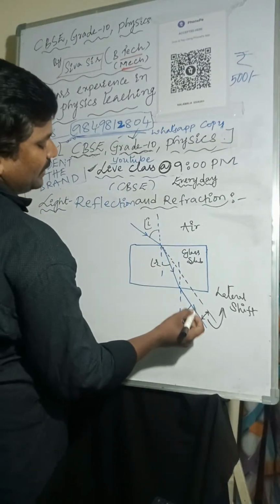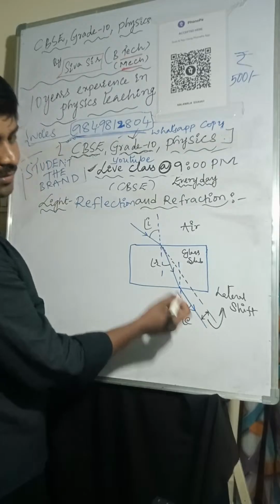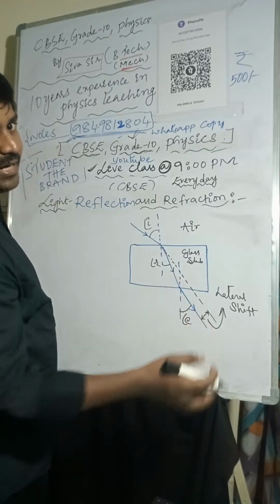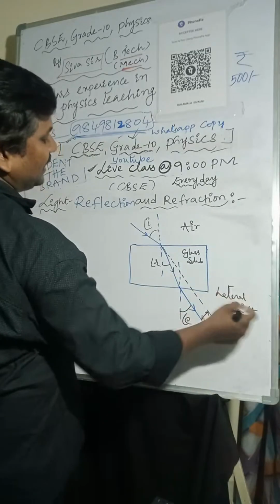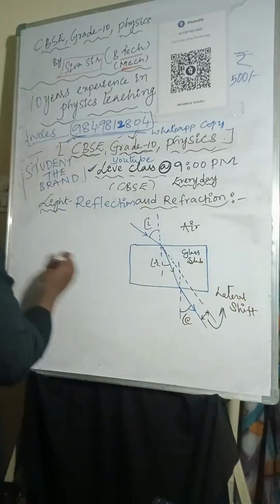The distance between the emergent ray and the initial direction of the incident ray is called lateral shift. Lateral shift, and there are 3 questions.